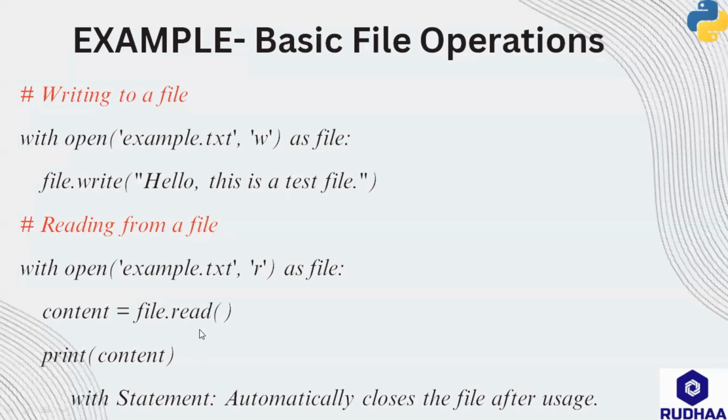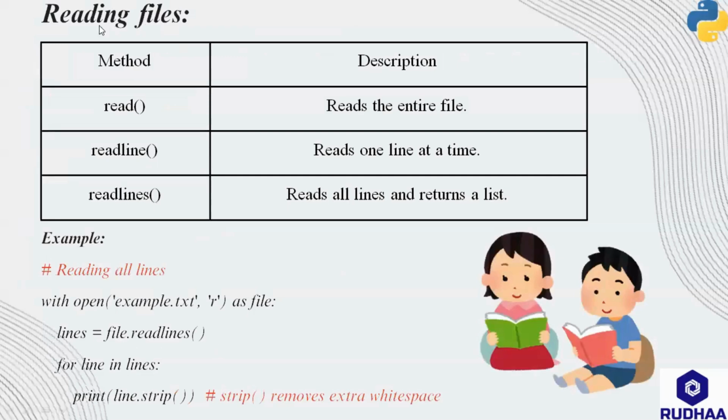So reading and writing are the main operations in file handling. Reading a file involves three methods: read, readline, and readlines. Read will read the entire file. Readline will read one line at a time, and readlines will read all the lines and return them as a list. So these are the three methods available for reading the files.